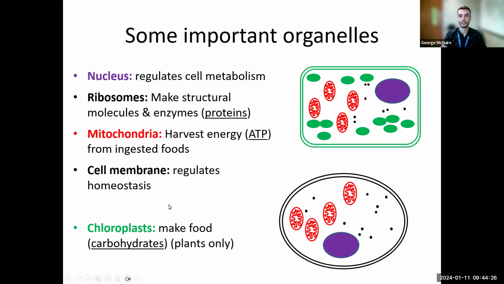So lastly, again, this organelle is specific to just plant cells. It is very similar to the mitochondria, and that organelle is the chloroplast. So the chloroplast is the organelle that plants and other photosynthetic organisms have that allows them to capture energy from the sun and use it to make new food, typically a carbohydrate, or specifically it is making carbohydrates, making glucose from that solar energy.